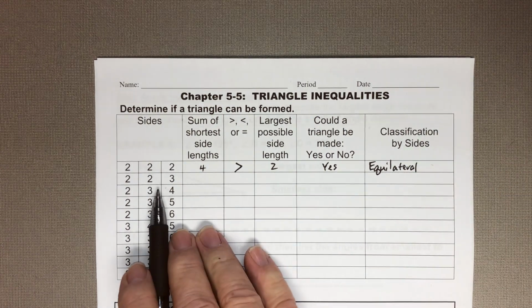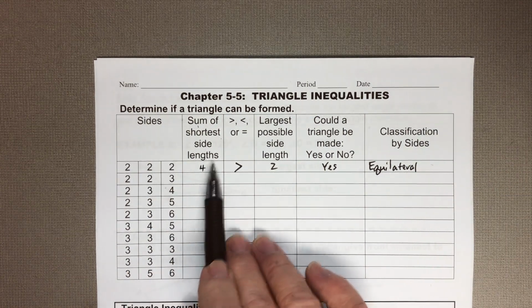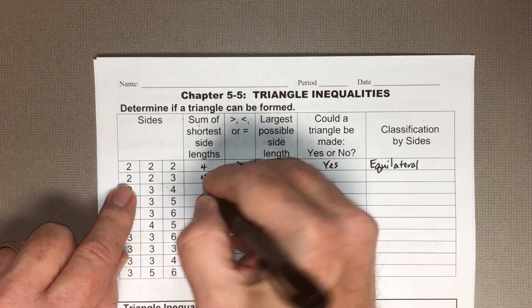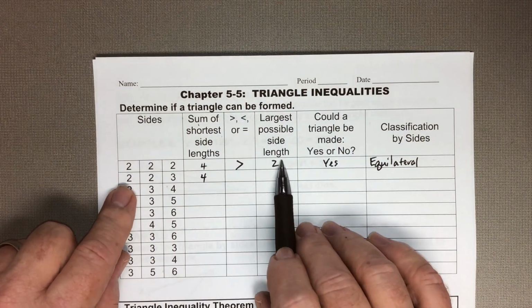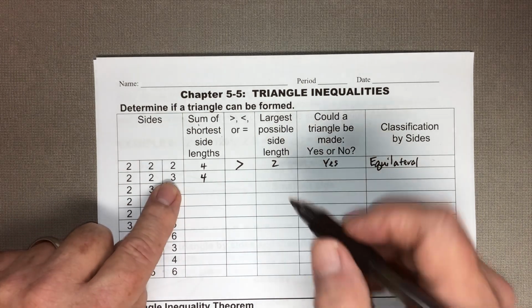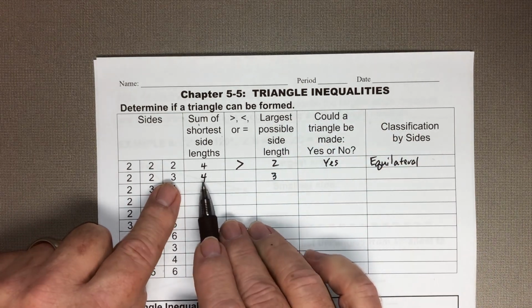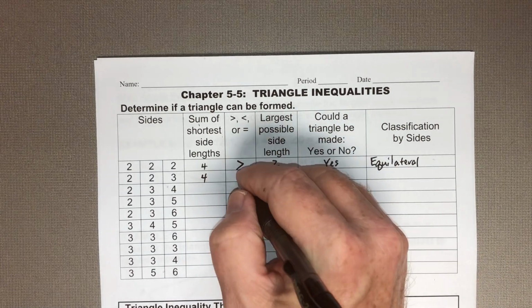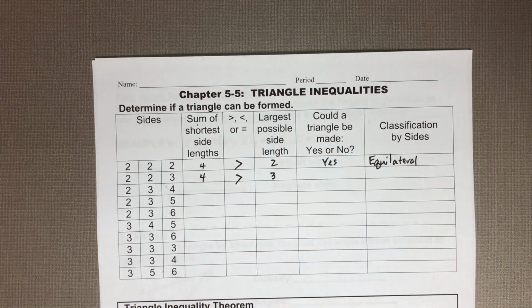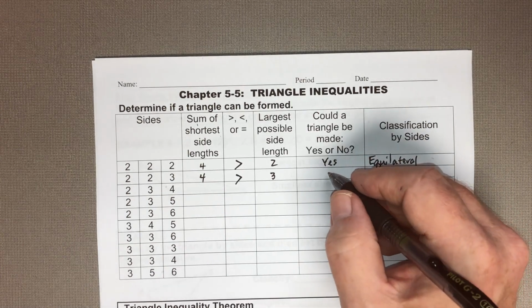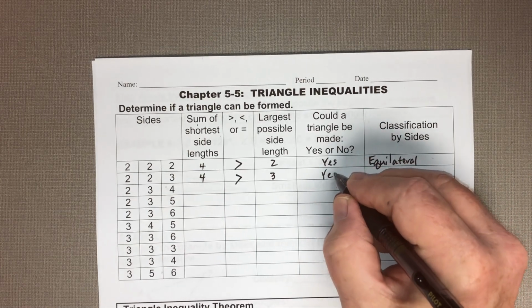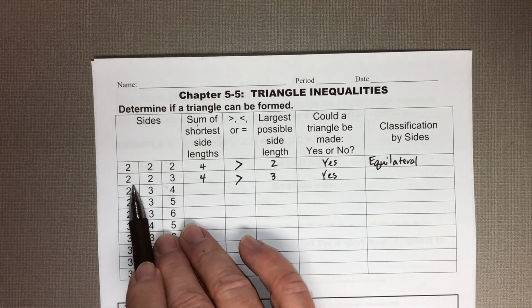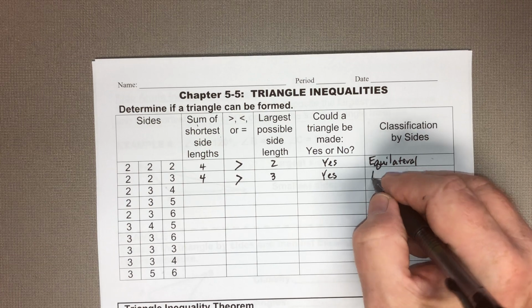The sum of the shortest sides. Well, the two shortest sides are 2 and 2. If I add those, I get 4. What is the longest possible side length? That would be 3. Is the sum of these two shortest sides greater than that longest side? The answer is yes, it is greater. So could you form the triangle? Yes, you could. And if you did, how many sides would be congruent? Well, you have 2 congruent, so that means it would be an isosceles triangle.